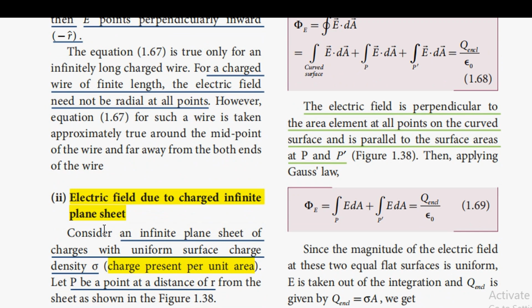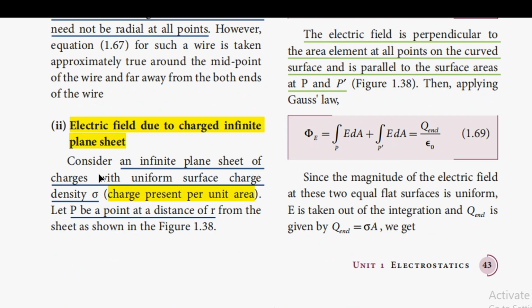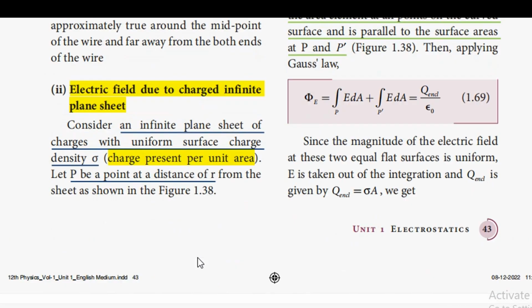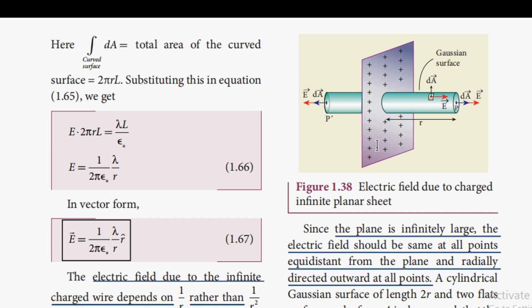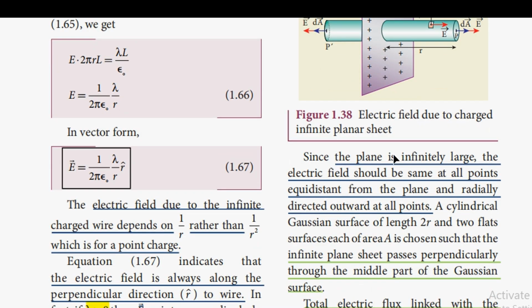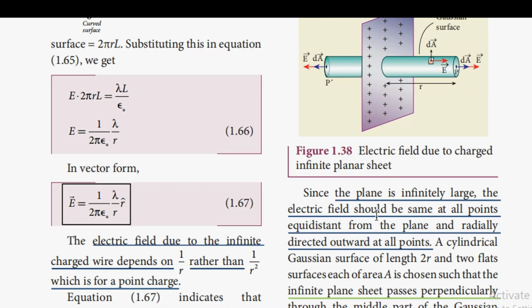Next, in the second case, let us study about the electric field due to the infinite plane sheet of charge. For this, let us consider an infinite plane sheet of charges with uniform surface charge density sigma, where sigma is the charge present per unit area. So let P be a point at a distance r from the sheet as shown in the figure 1.38, this one. Since the plane is infinitely large, the electric field should be same at all points equidistant from the plane and directed outward at all points.